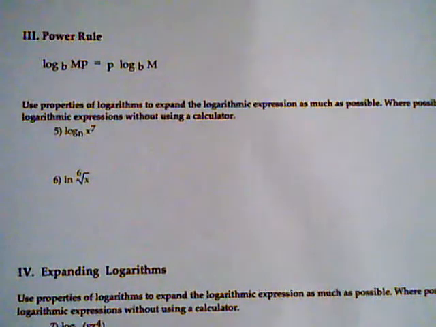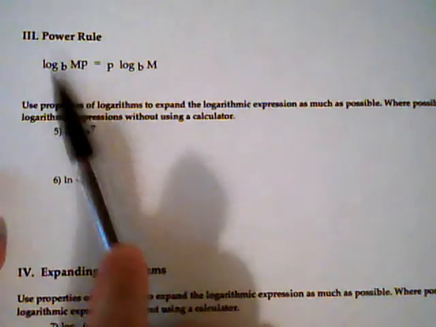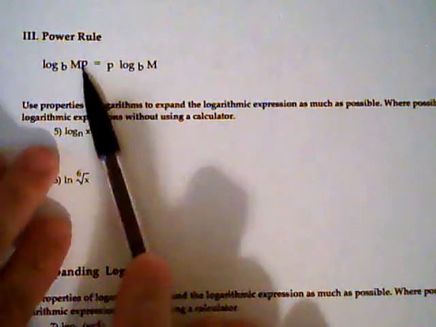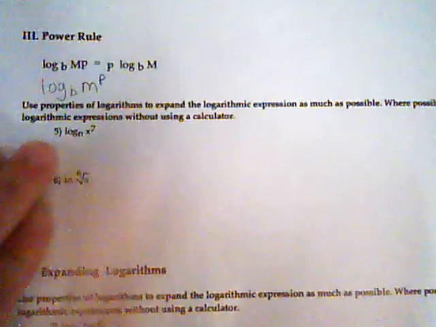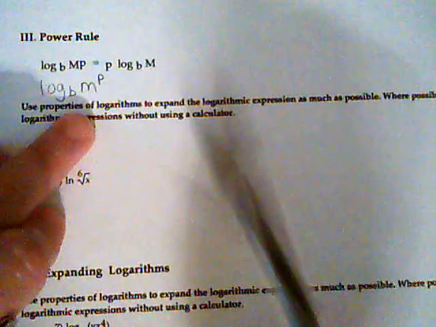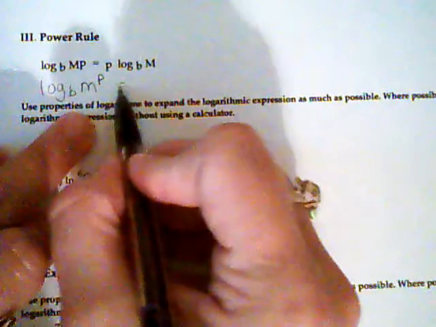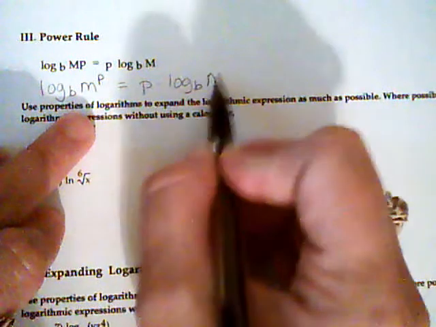The third rule in section 3.3 is the power rule, and this says the log base b of m, this should be to the p power. So let me rewrite it just so it'll be a little bit more clear. It should be log base b of m raised to the p power. Okay, it looks kind of like it's m times p, but that p should actually be your exponent. So the power rule says that this is equal to p times the log base b of m.